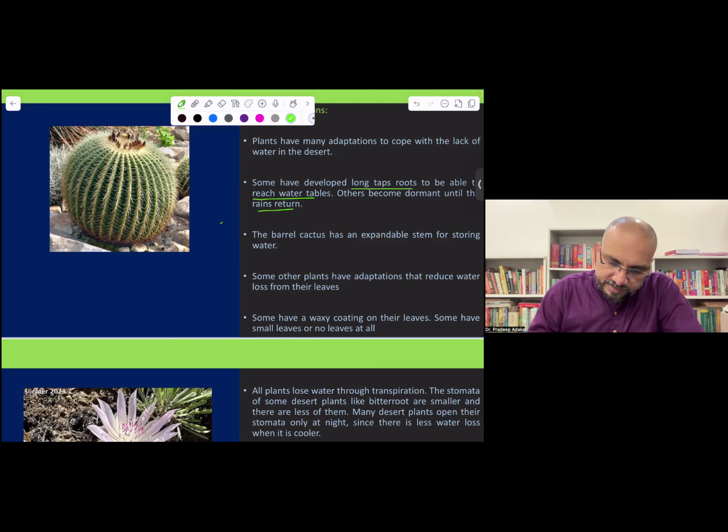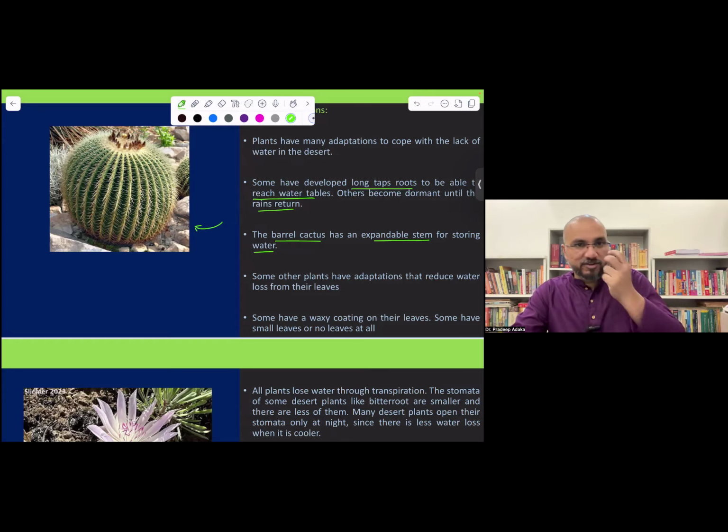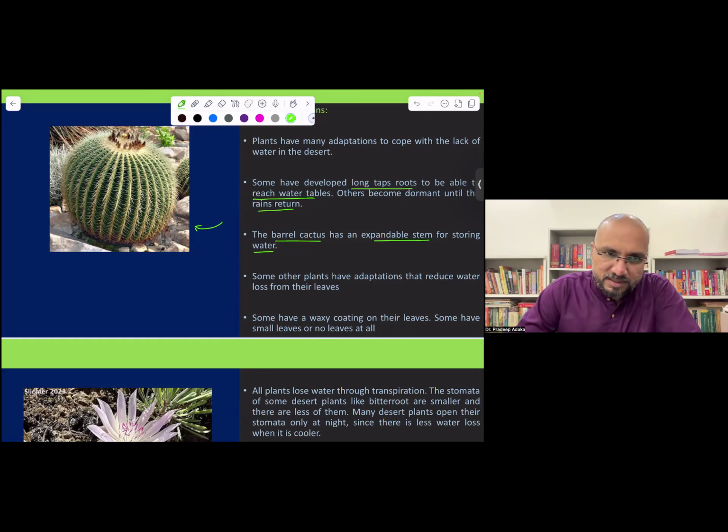Here is another plant, the barrel cactus. It will swell, soak up moisture, and store it in the form of mucilage inside its stem. So it has an expandable stem for storing water, in the form of mucilage, just as in the case of aloe vera. You have seen aloe vera, right? If you remove the top leathery layer of aloe vera, you have a jelly-like substance. Like in the form of mucilage, it also stores water.